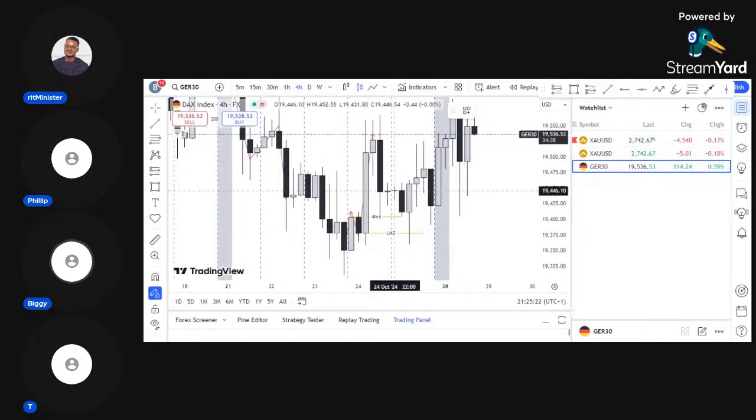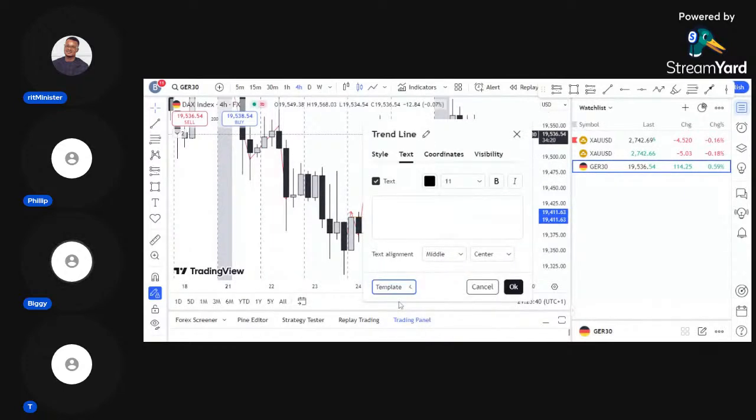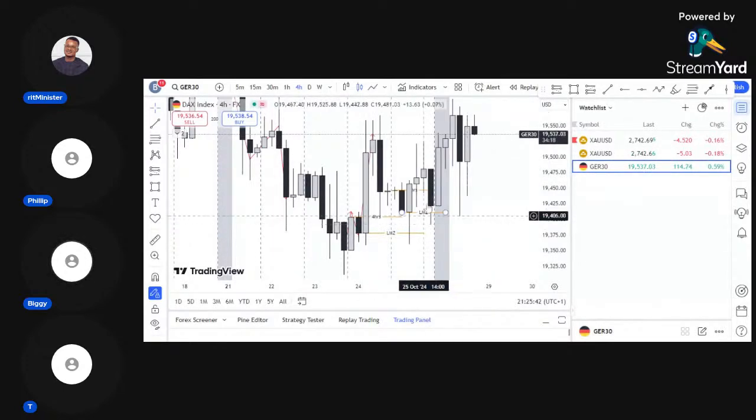This particular place was the 4 hour zone. The market respected it a bit, then came back down to the LMZ zone here, because the LMZ zones are like the last point of interest for the market before we can see a shift in the trend. The market came to it, respected it and shot up to the upside. The same thing, this particular point was the 4 hour zone, and then this was the LMZ zone.